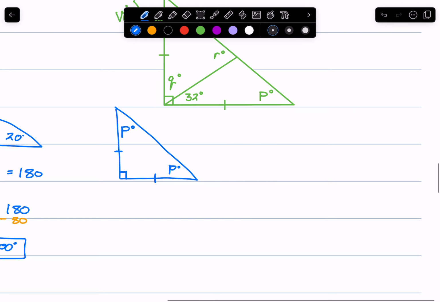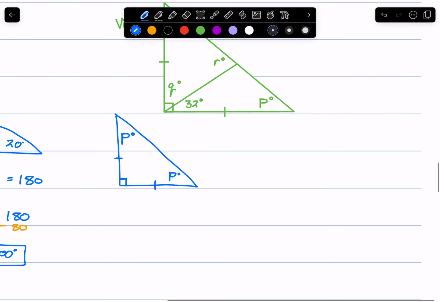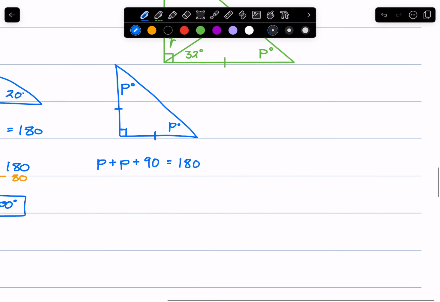From here, we can actually just do the angle sum of a triangle from this point. From here, it'll be P plus P plus 90 equals the angle sum of a triangle, which is 180. Like terms here, P plus P becomes 2P. 90 doesn't change, giving us 180.